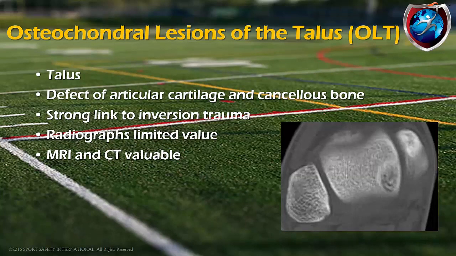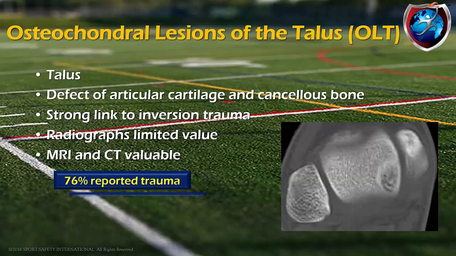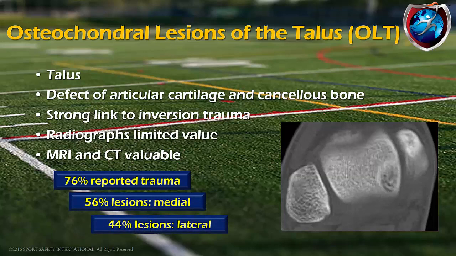Osteochondral lesions of the talus, or OLT, is a defect of the articular cartilage and underlying calcaneus bone. The cause has been debated, but there appears to be a strong link with inversion injury. A comprehensive review of OLT showed that 76% of patients reported trauma, 56% of lesions were medial, and 44% were lateral. Those who developed sequela from inversion injury had an incidence of OLT between 38 and 81%.